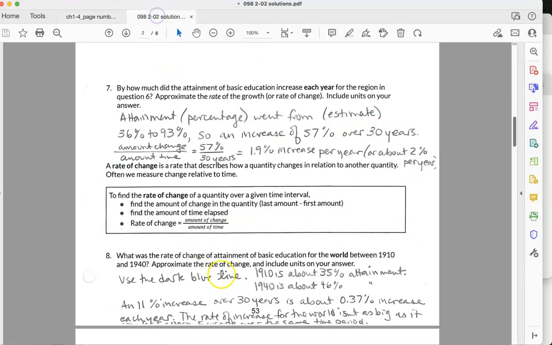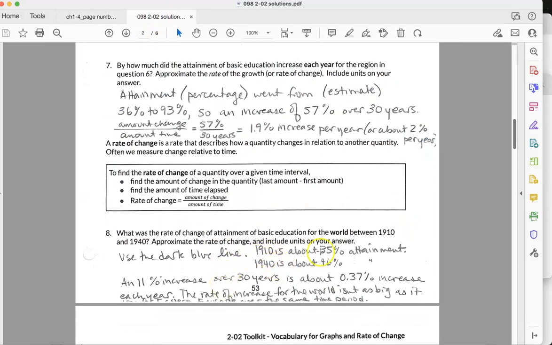So we can go through that process again. So I write down my 2 data points first, and then I subtract and say, okay, it's an 11% increase, 30 years have gone by, so 11 divided by 30 gives me 0.37% increase each year. So the rate of increase for the world isn't as big as it was for Eastern Europe over the same time period. Sorry about that.